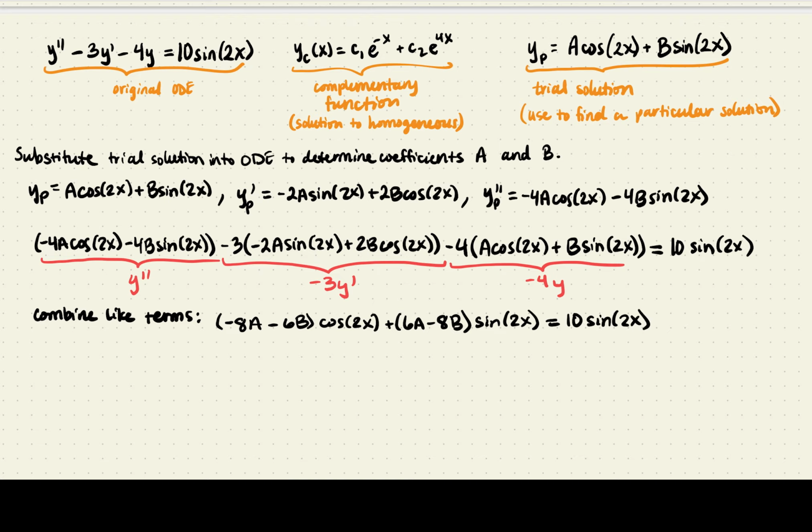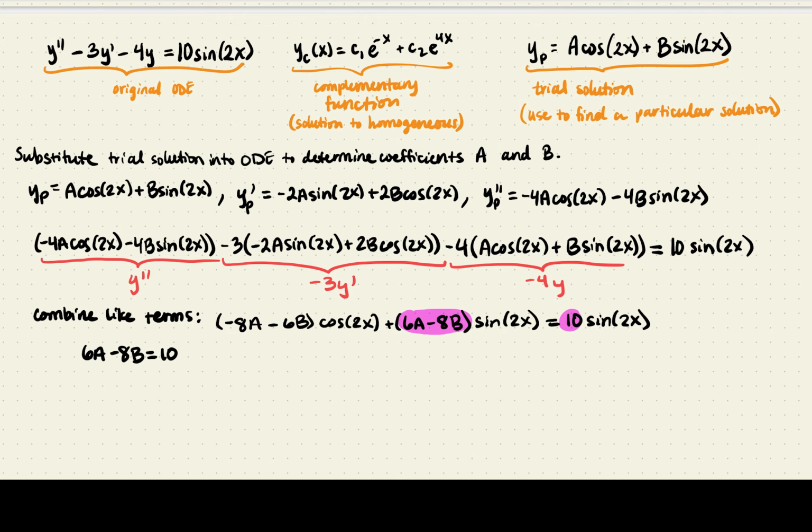Okay, so now we want this equation to be satisfied. We need to choose A and B so that this all works out. And the way to do that is to equate coefficients on the cosine terms on the left and the cosine terms on the right, which don't exist, and the sine terms on the left and the sine terms on the right. So if you notice, we've got 6A minus 8B sine 2x on the left, and we have a 10 sine 2x on the right. So that means one of the equations we'll need to satisfy is 6A minus 8B equals 10.